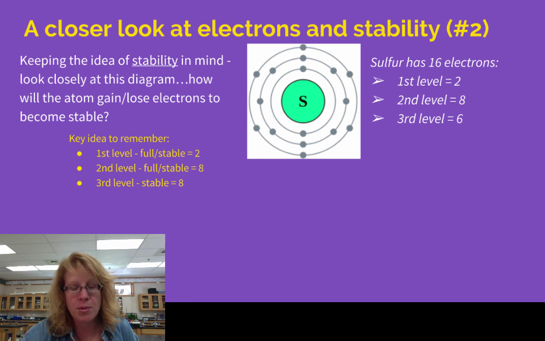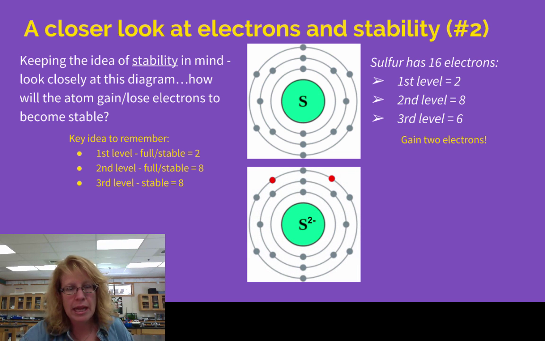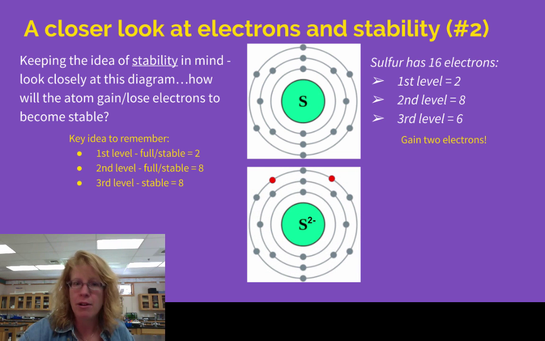So what is its option in order to achieve stability? Instead of dumping out all 6 of those, it's going to just gain 2 more. It's a little bit easier. And it comes down to that question, do I get rid of some or do I gain some? What's going to be the easier pattern here? So in this case, gaining 2 to fill it up to 8 is easier than getting rid of 6. So what does it look like now when it becomes its ion form? Here it is, sulfur with a 2- charge, sulfur ion. And it's got those 2 extra electrons in that last shell.